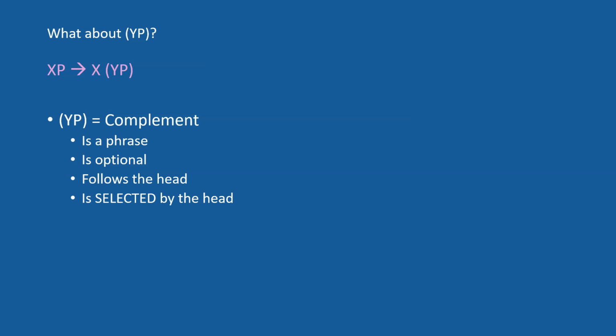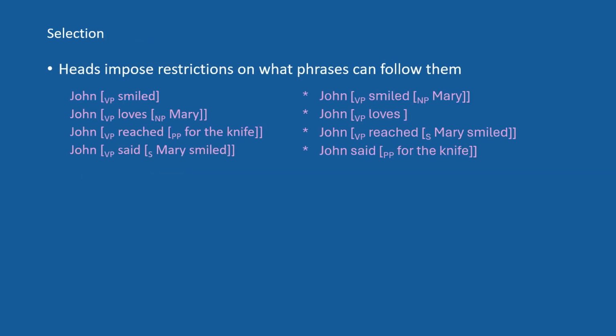Now, what that means, we need to look at some examples to show you what selection is all about. It's a fact that heads impose restrictions on what phrases can appear in that complement position following them. Different heads will have different requirements as to what their complements can be. So here we've got a list of verbs: smile, love, reach, and say. Okay, and note, each one of them is followed by a different element. Smile, for example, is a verb that doesn't have to be followed by anything.